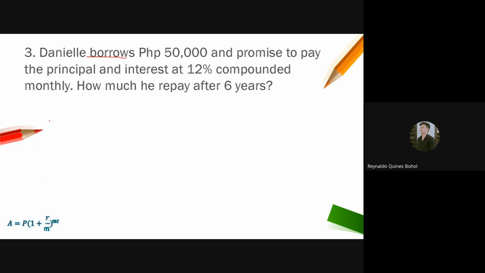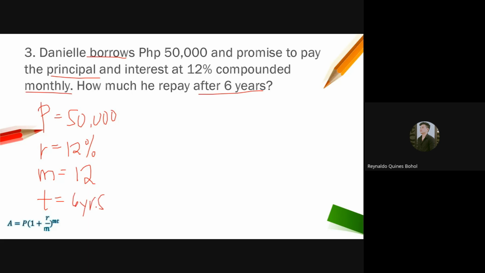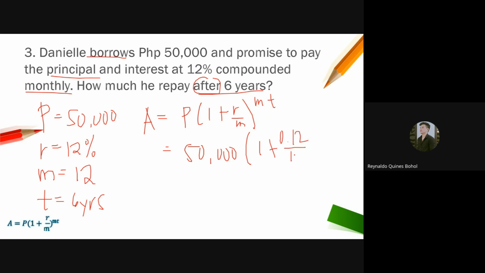Next, number 3, Daniel borrowed money. There's the word borrow, which means principal. The principal is 50,000. He promises to pay back the principal with 12% interest, compounded monthly, meaning M is 12, and he will pay it after 6 years. So the time is 6 years. What we are looking for is the final amount, because of the word after. If he pays everything after 6 years, how much will he pay? So we have A equals P times 1 plus R all over M raised to MT. The principal is 50,000, and 1 plus the rate 0.12 all over 12, raised to 12 times 6, which is 72.